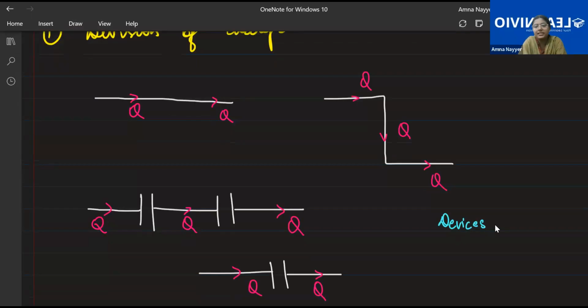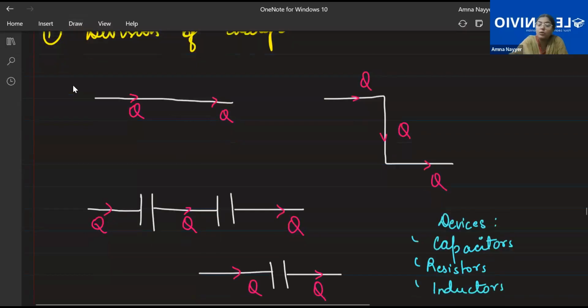You put any device, when I use the term device, there are three devices that you will be dealing with. In the second chapter, you will study about capacitors. In the third chapter, you will study about resistors. And in the 6th chapter, you will study about the inductors. So all these devices do not affect our charges. So how does a charge get affected? How does a charge get affected, or how does a charge divide?